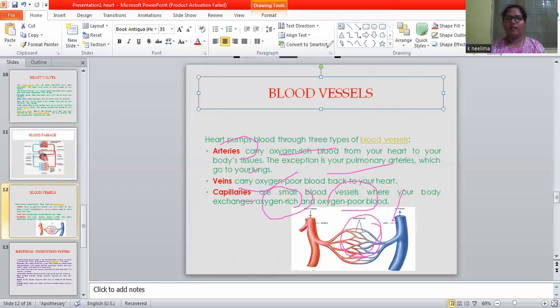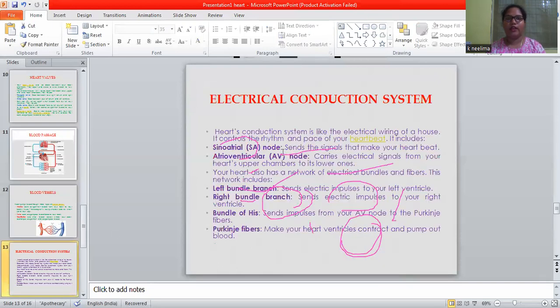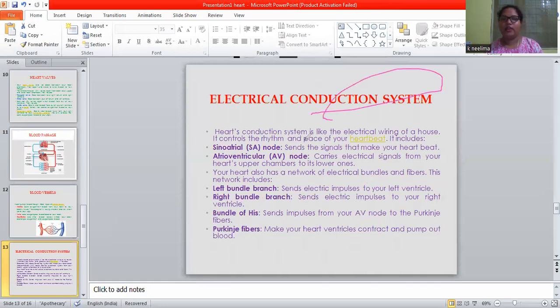Again, we will discuss one more thing, electric conduction. In electric conduction, it is like an electrical wire, passing from one place to another.